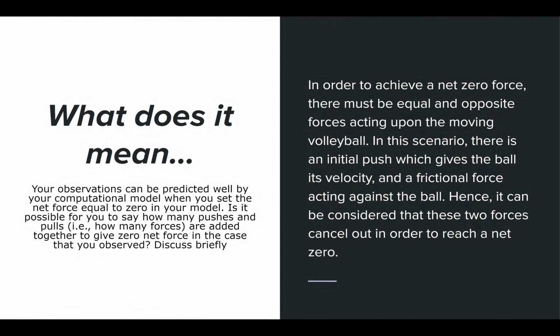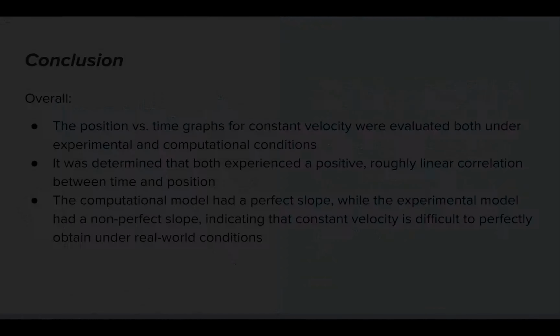And according to this what-does-it-mean question, in order to achieve a net zero force, there must be equal and opposite forces acting upon the moving volleyball. In this scenario, there's an initial push which gives the ball its velocity and a frictional force acting against the ball. Hence, it can be considered that these two forces cancel out in order to reach a net zero.